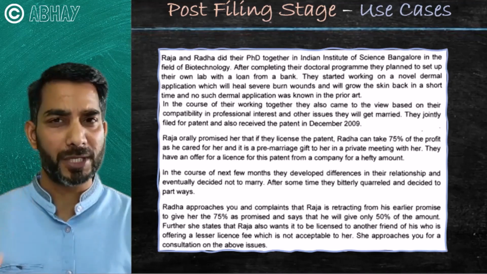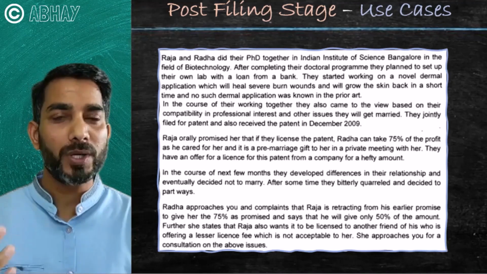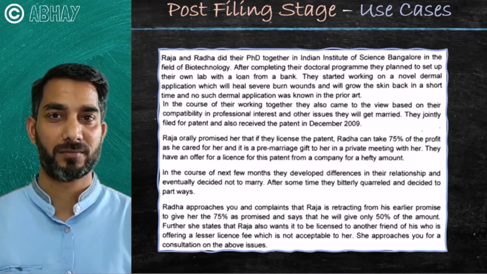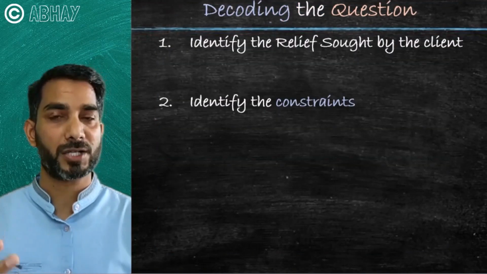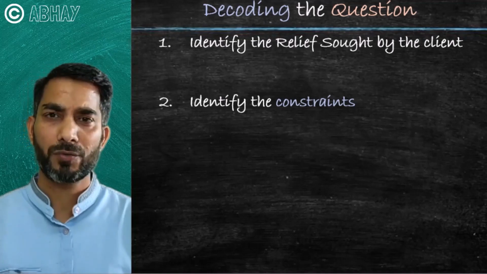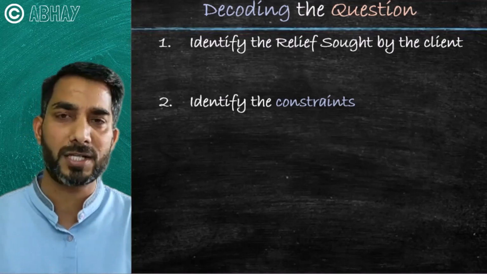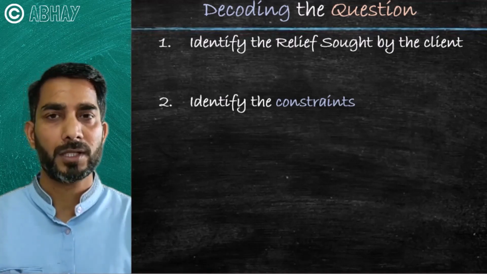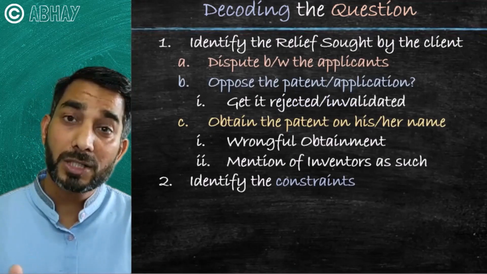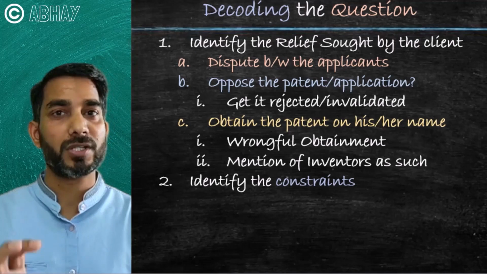So coming to the objective of this session, how do we approach the questions? So as to say, how do we decode the question? Now, based on our discussion around the previous use cases, we understood that there is always a relief that is sought by the client, and there are some constraints given to you, right? Now, there could be a dispute between the applicants, because of which there is a relief sought.